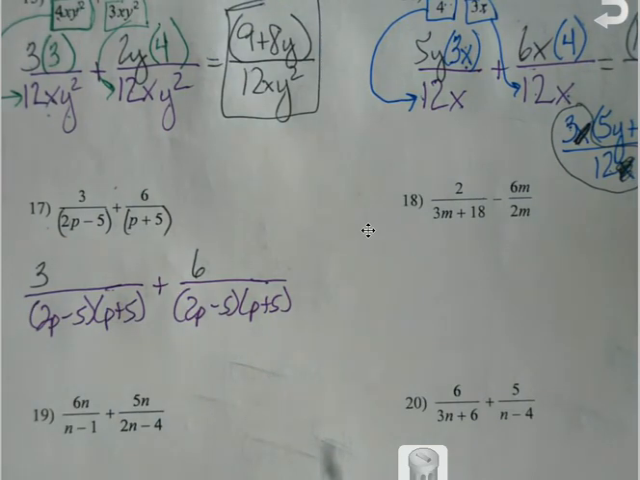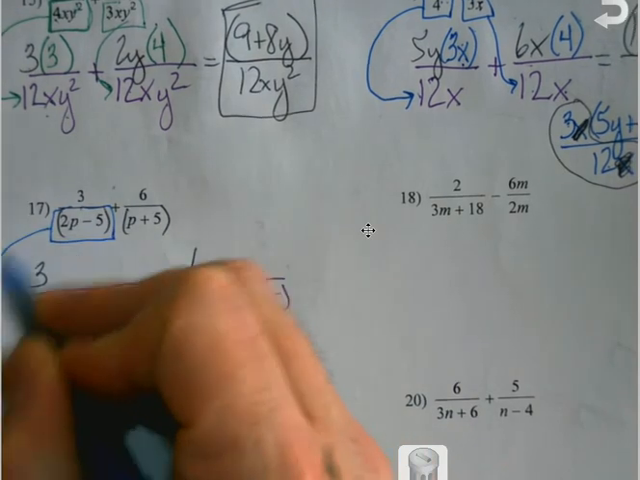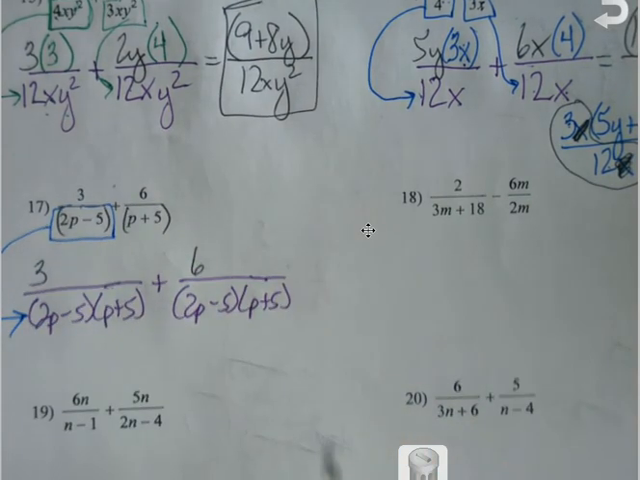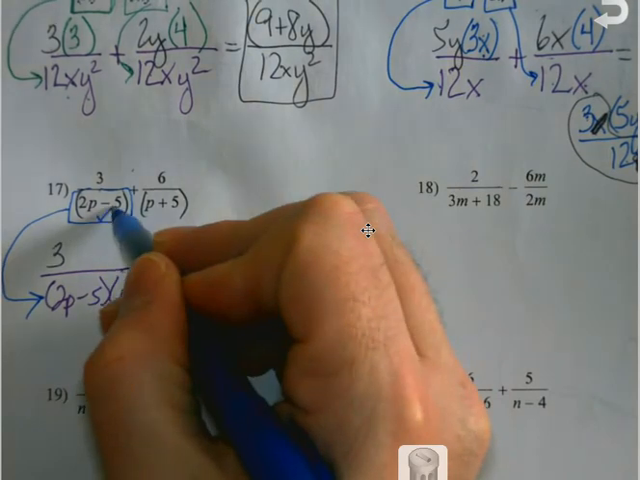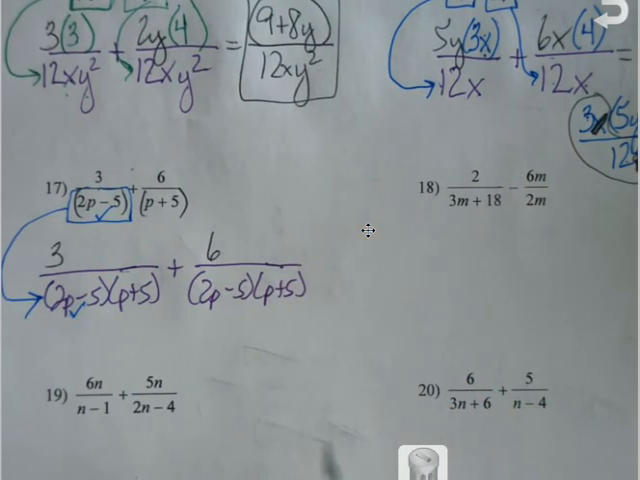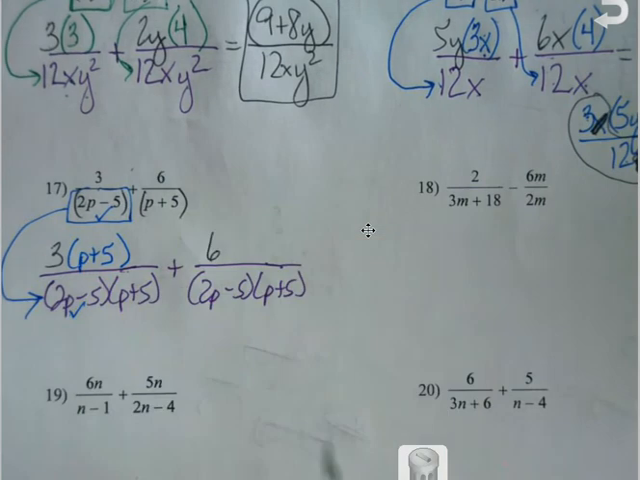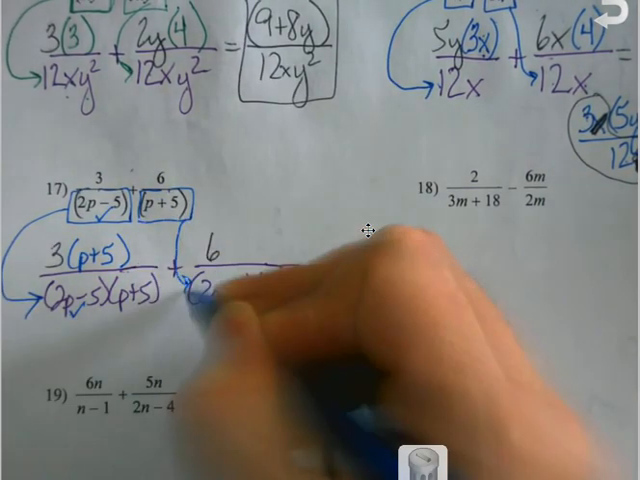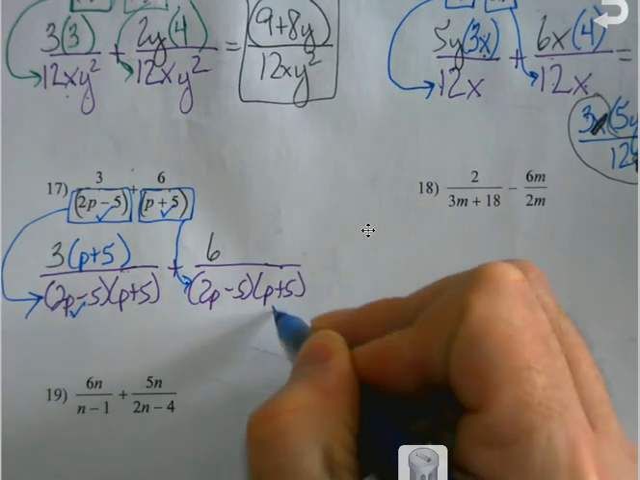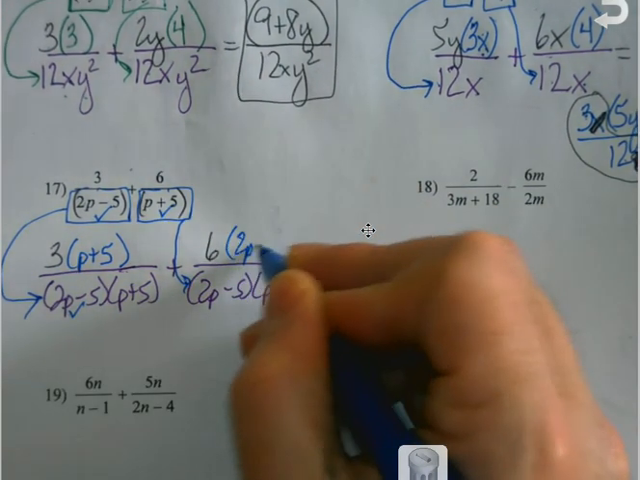Now again, I'm not going to be, well, I better do this first before I say that. Old to new. I've already got the 2p minus 5. I need the p plus 5. On the second one, it's just the opposite. I've already got the p plus 5. I need to put the other one in.